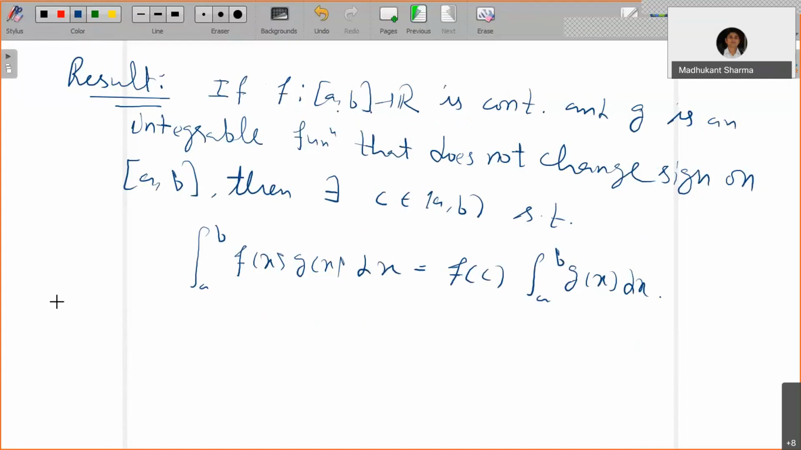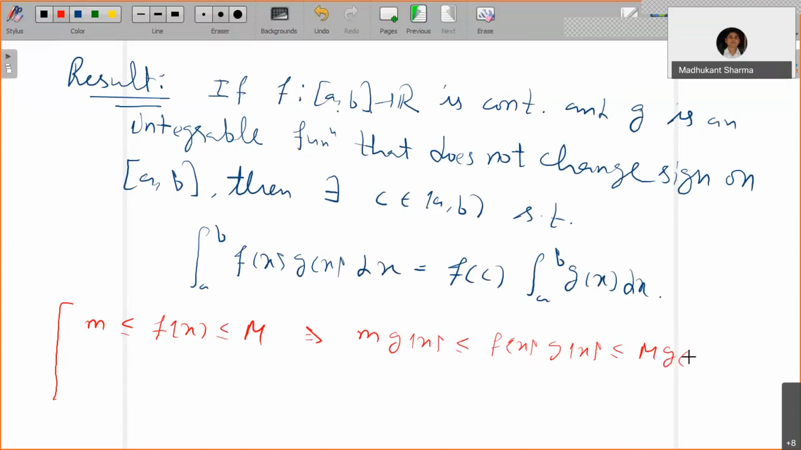So, it's a hint I can give you here. You say m is less than or equal to f of x, which is less than or equal to capital M. Then g does not change sign, so you can assume that g is positive. So m times g of x is less than or equal to f of x times g of x, which is less than or equal to capital M times g of x. So certainly, integrating from a to b with respect to dx, we get the inequality. Small m is less than or equal to capital M.